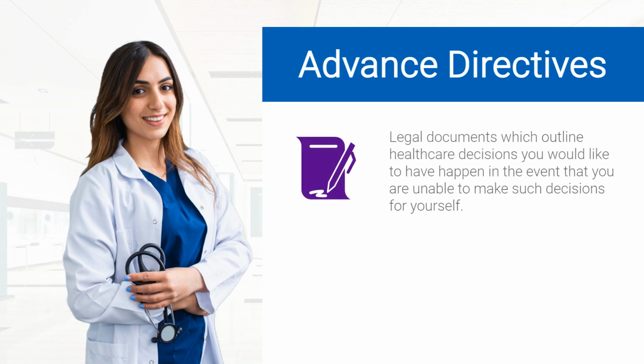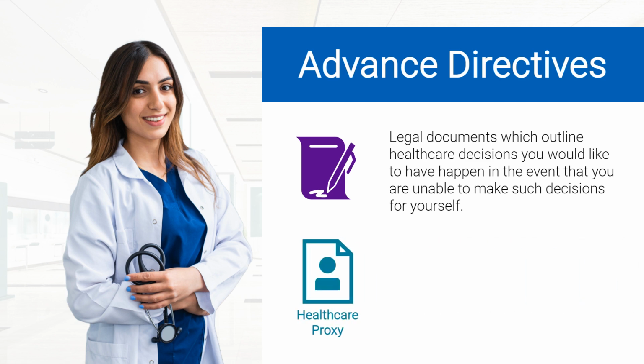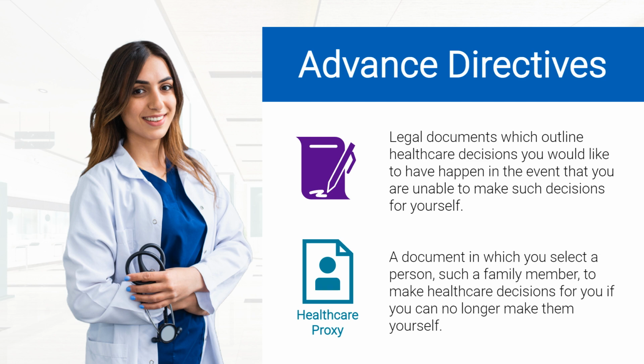Advance directives are legal documents which outline healthcare decisions you would like to happen in the event that you were unable to make such decisions for yourself. One example is a healthcare proxy. A healthcare proxy is a document in which you select a person, such as a family member, to make healthcare decisions for you if you can no longer make them yourself. If you do not have any advance directives in place, your provider will give you and your family information on the different types of advance directives. Make sure to have these documents completed before surgery.